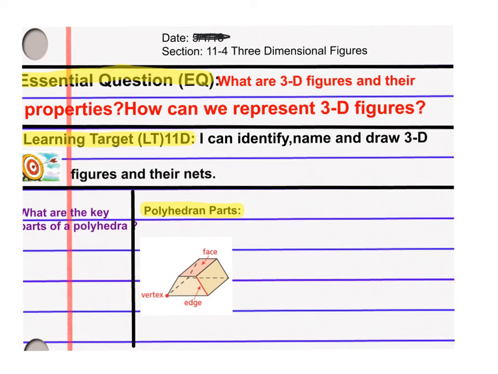So in terms of vocabulary, our first vocabulary word is a polyhedron. Let me first write the definition for that. A polyhedron is a 3D figure where all sides are polygons. So all the faces and bases are polygons, so there are no circles. Something like a sphere or a cylinder would not be a polyhedron.